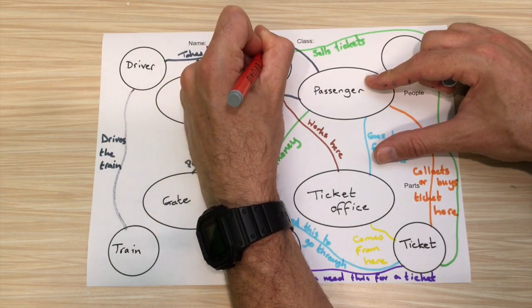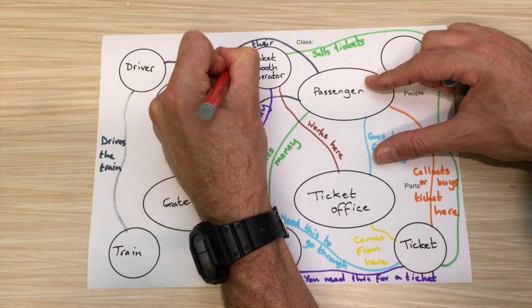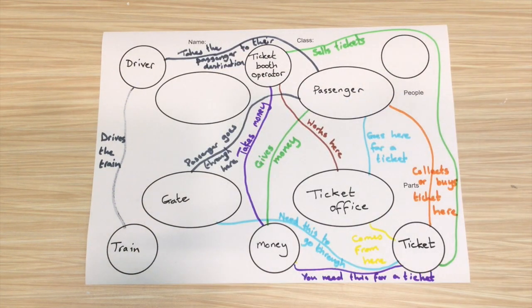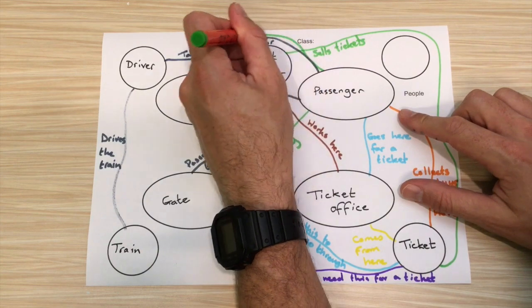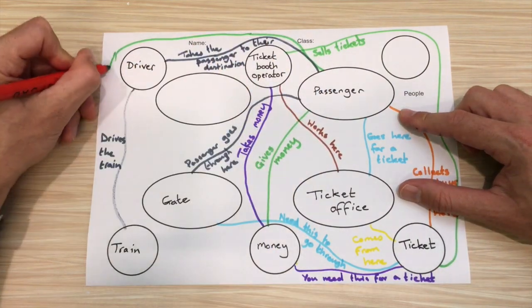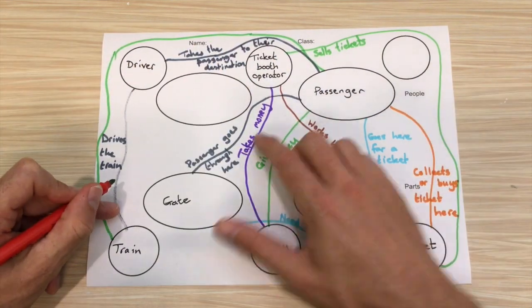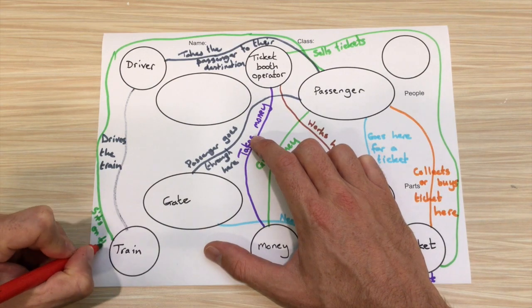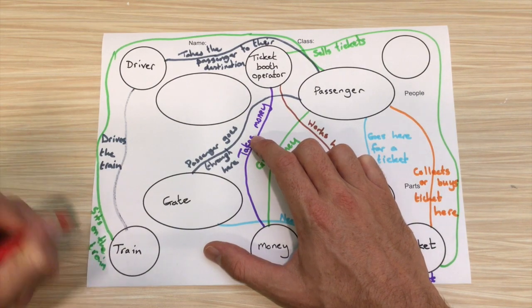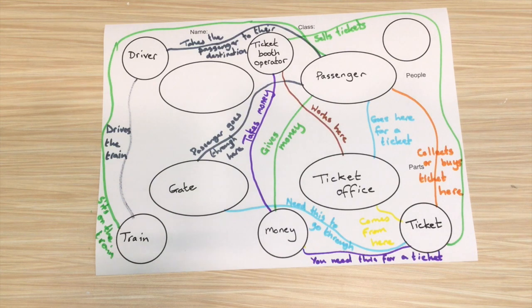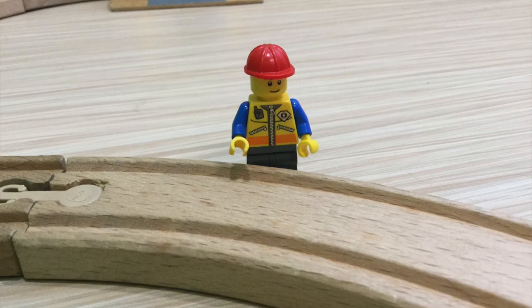Driver takes the passenger to their destination, and the passenger is about to get on the train. So there's another connection. Passenger sits on the train in order to get to their destination. And we can keep on going. And if you've used this piece of paper, you might realise that you run out of space or you run out of circles. That doesn't matter. Just draw some more.